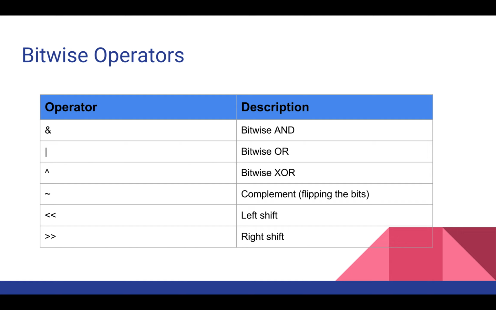Bitwise left shift and right shift operators move all the bits in a number to the left or right by a certain number of places. Bitwise shifting has the effect of multiplying or dividing. For example, shifting an integer's bits to the left by one position doubles its value, whereas a right shift by one bit halves its value.